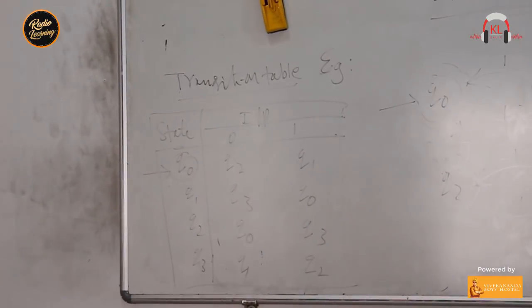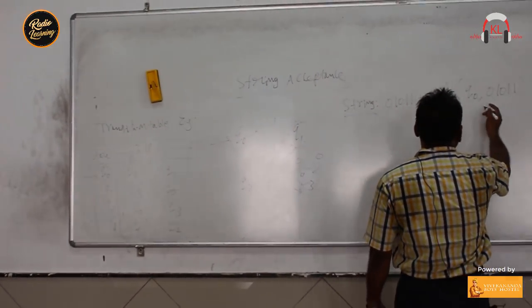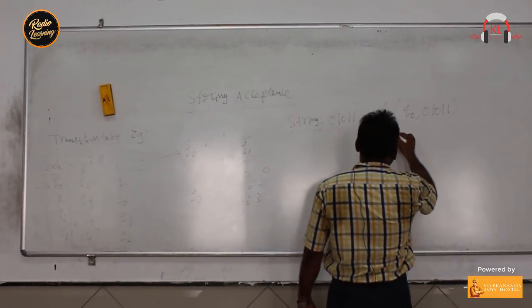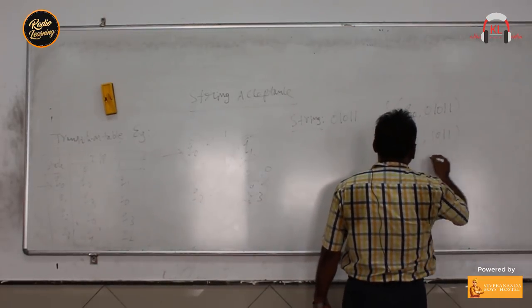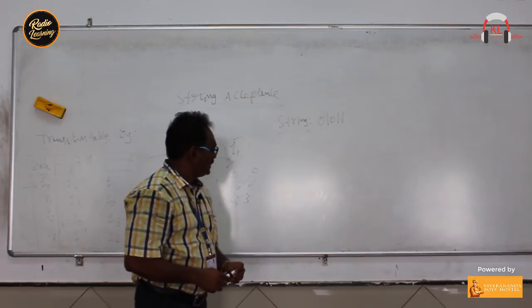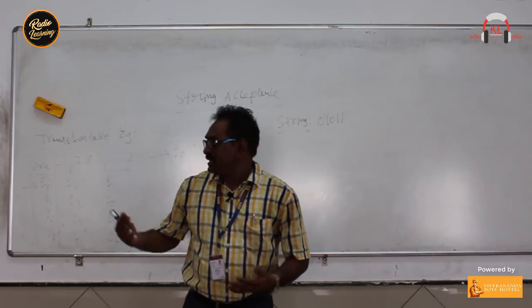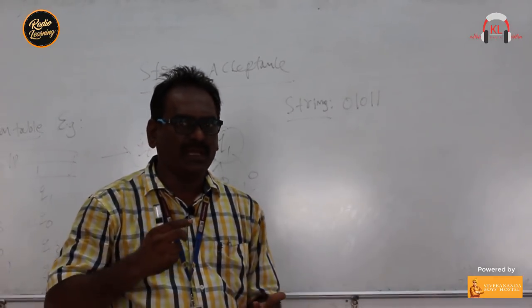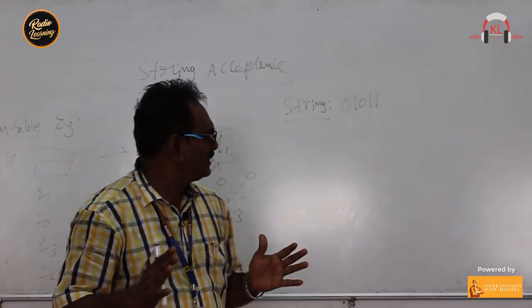Now let us check whether the given string is accepted or rejected. String acceptance: Q0 on 0, we are moving to Q2. Actually, the main purpose of the finite automata is to recognize the language. When we submit the language to the machine, the language is accepted or rejected. That is the main purpose of the finite automata.